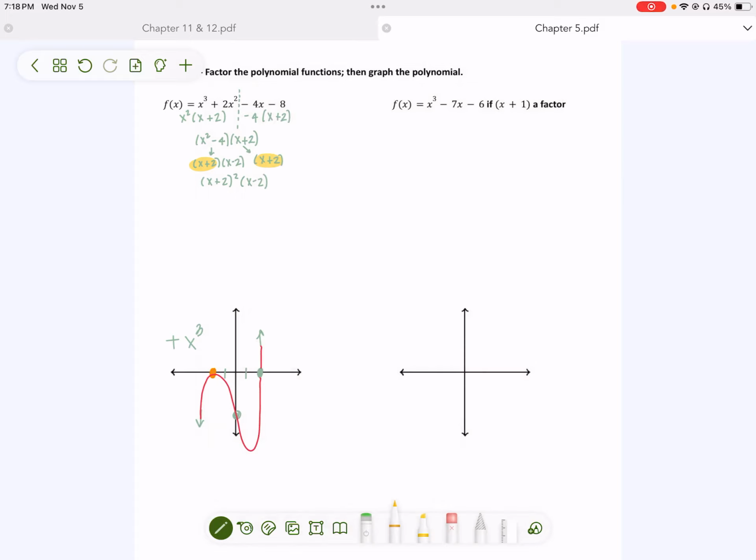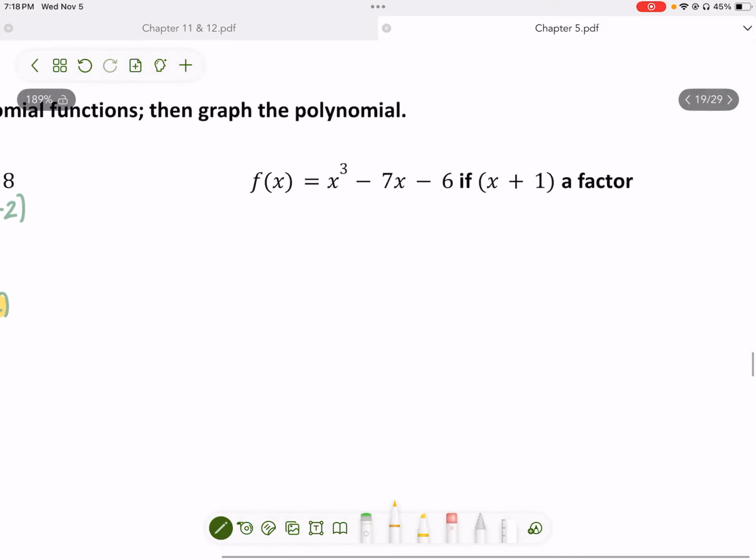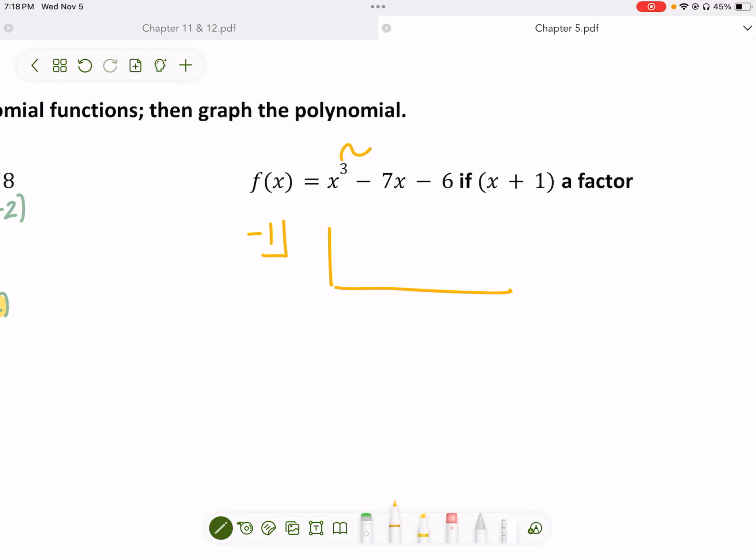In the next one, I go ahead and tell you that x plus 1 is a factor. So we can go ahead and do synthetic division and find the others. So notice also that it goes from cubed to x. So it's going to be 1, 0, -7, -6. We want to account for the x squared term by putting in that 0. Bring down the 1, and then start your process.